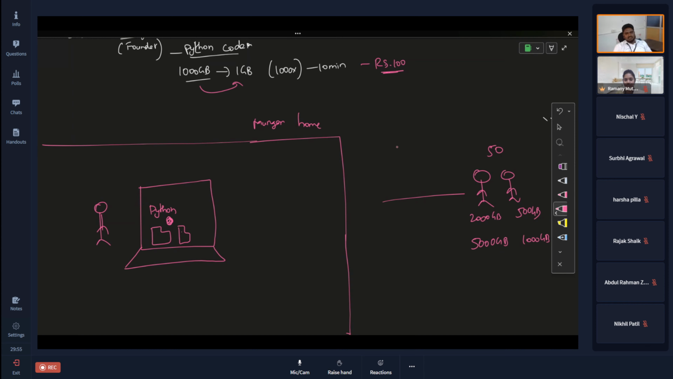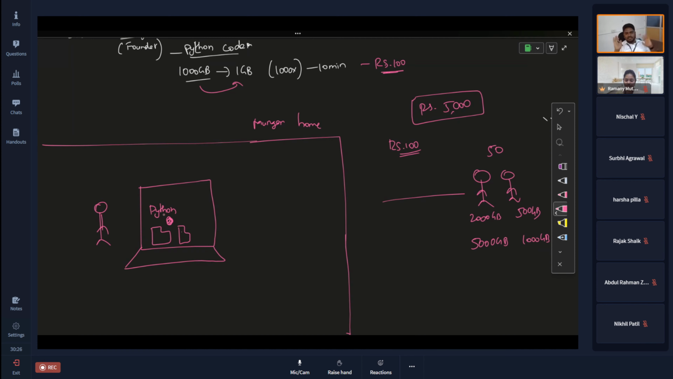For this, he is charging 100 rupees. So 50 people, 50 into 100, 5,000 rupees. He earned 5,000 rupees, so Murugan is earning 5,000 rupees per day. Cool, he's happy. He found this helpful, and he thought, why not improve this? Because I'm getting 5,000 rupees, and I just created one simple Python code. It is used by many people.